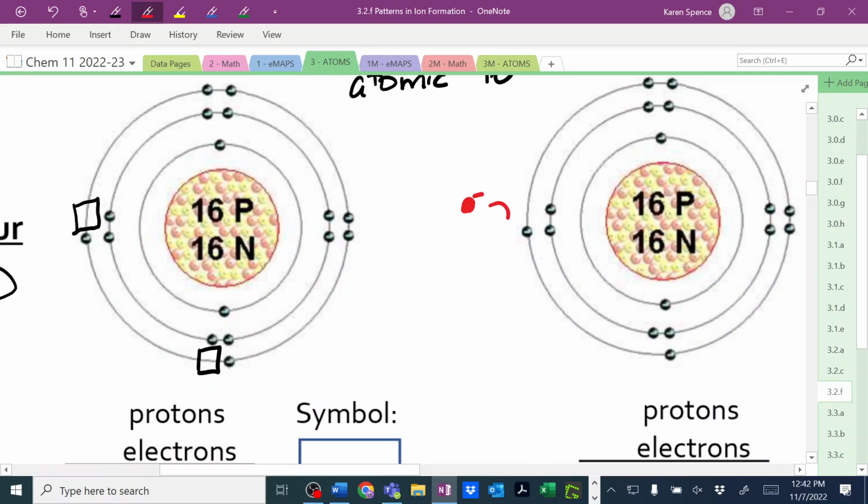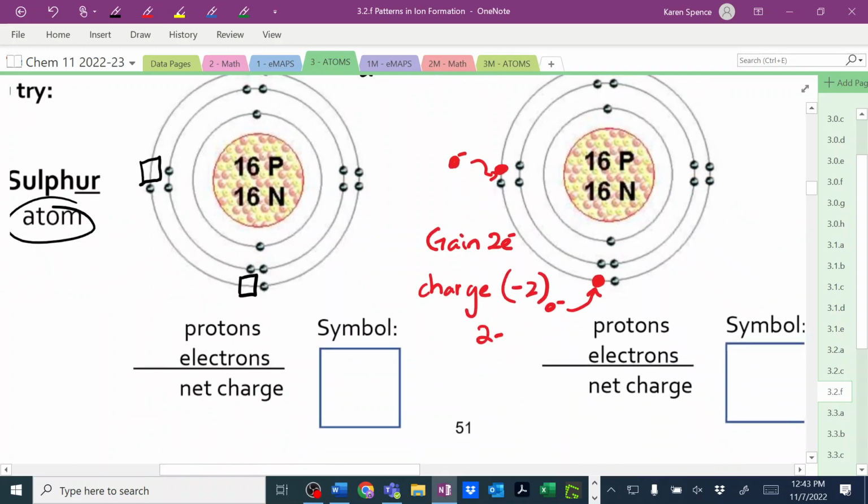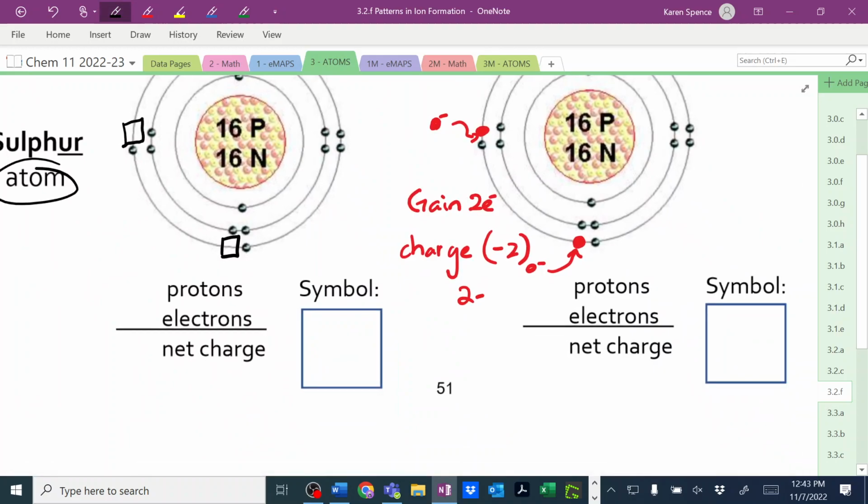This little guy over here is going to gain 2 electrons. And if we gain 2 electrons, what's the overall charge? The charge is -2, or 2 negative is a better way of doing it. So if we write the symbol then for sulfur, there is sulfur. This would be sulfur with a 2 minus.